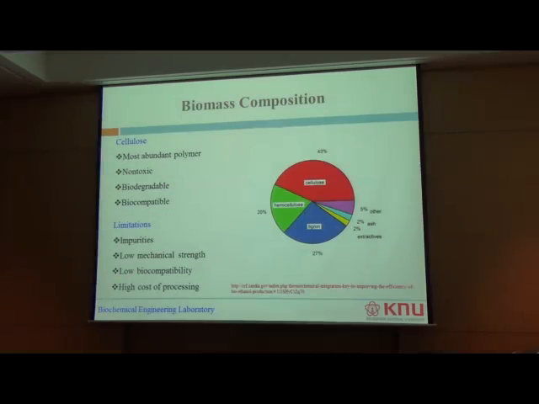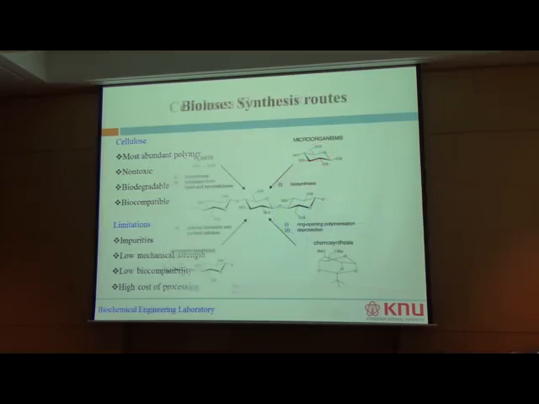If you look at the biomass composition, it contains 43% by weight cellulose. This is the most abundant polymer, as we know, and it is non-toxic, biodegradable, and biocompatible in nature. However, it encounters several limitations, such as impurities in the form of lignin and hemicellulose. Due to these impurities, it has low mechanical strength, low biocompatibility, and high cost of processing.